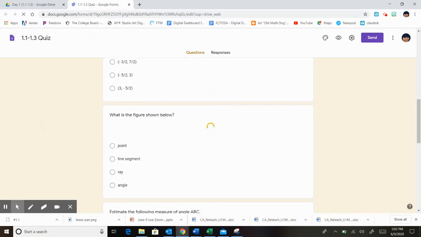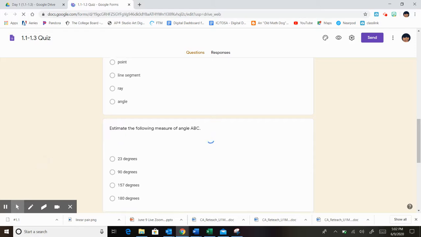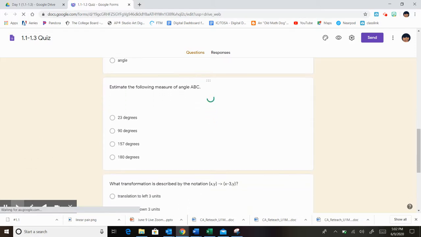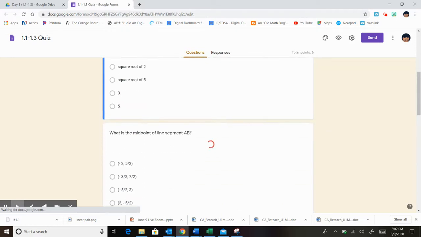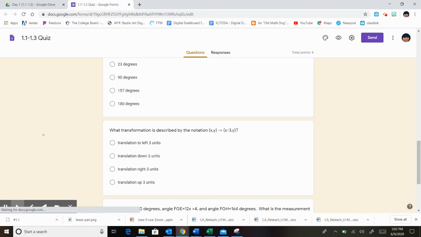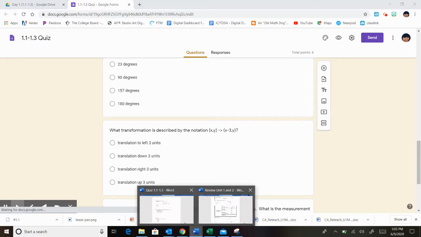Length of AE, length of AC, what is the figure? See on this one, this is the question right here. You can see the multiple choice answers. So 157 is the one that we would have selected. That's the only answer that was between 90 and 180. I wouldn't have given you 148 because that would be too difficult without a protractor to find. Okay.